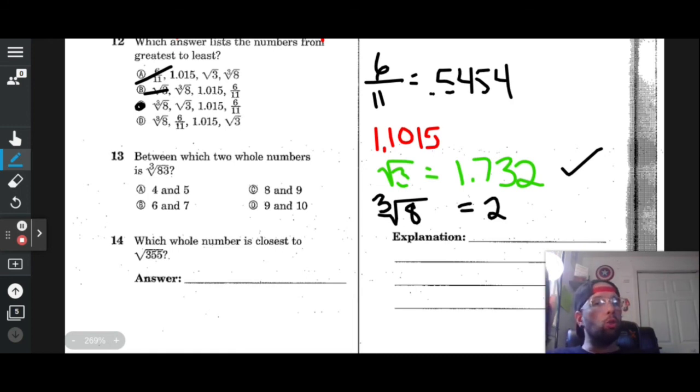Between what two whole numbers is the cube root of 83? Math 4 gets me the cube root button. 83 is going to be 4.36, sorry, not 38, 4.36. That is going to be in between 4 and 5.